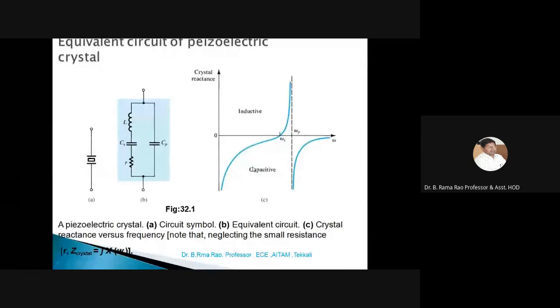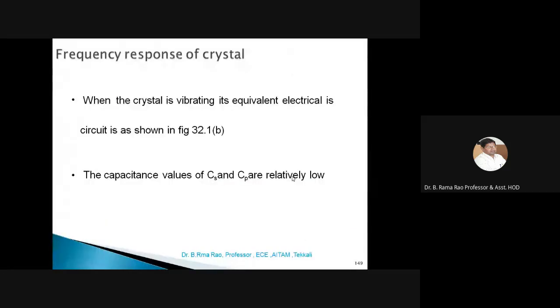Why? Because by maintaining the ratio of Cp to Cs in the order of several hundreds, we get the parallel resonant frequency and series resonant frequency very close.